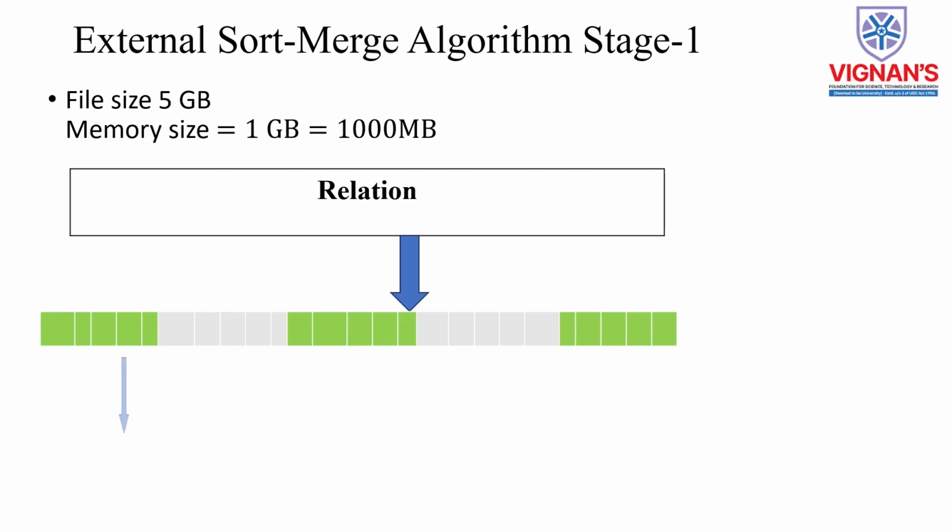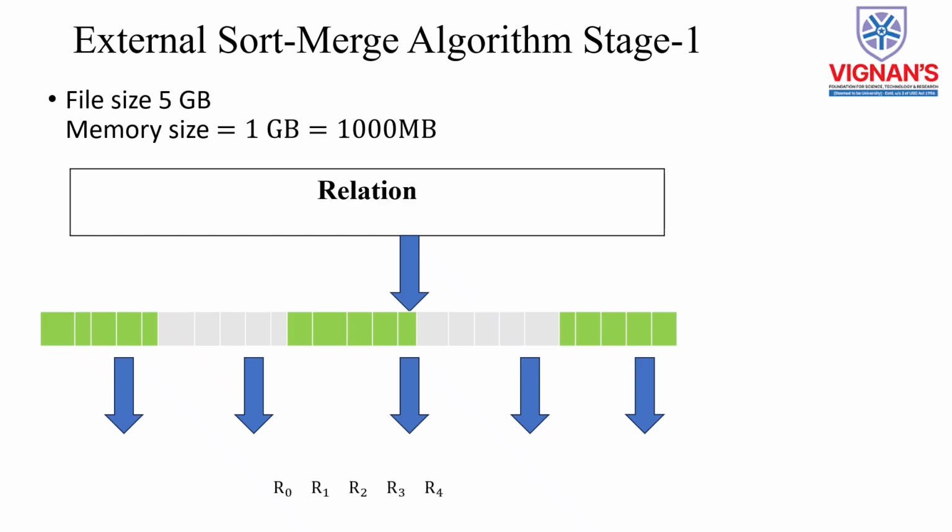Take the first part, which is 1 gigabit, sort it, and write it back to the disk. In that manner, we take the next part. Each part of the relation will be sorted and the result will be written back to the disk. So here 5 files are generated, or we can say 5 runs are generated, or n is equal to 5.